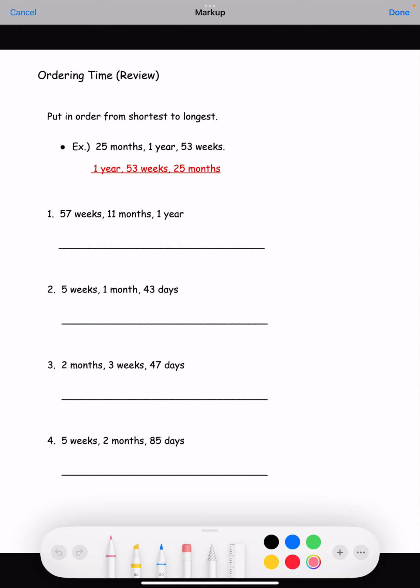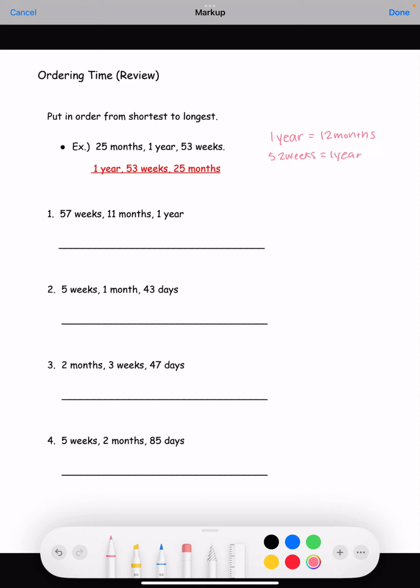Remember, 1 year is 12 months. 52 weeks is 1 year, and that's kind of all you need to know. 1 year is 12 months, 12 months is 1 year, 52 weeks is 1 year, and 1 year is 52 weeks. Okay, so let's try number 1.